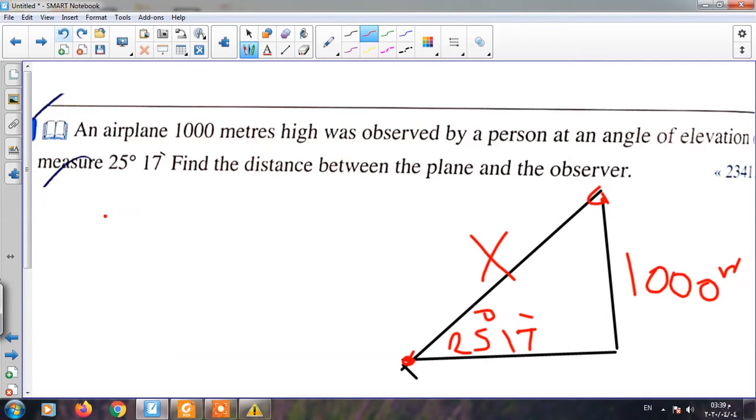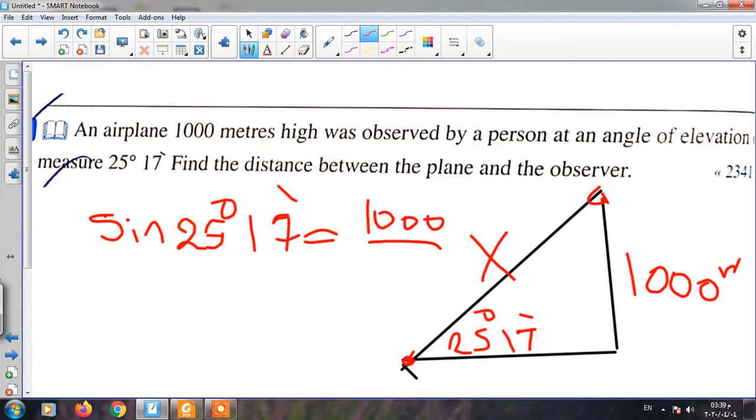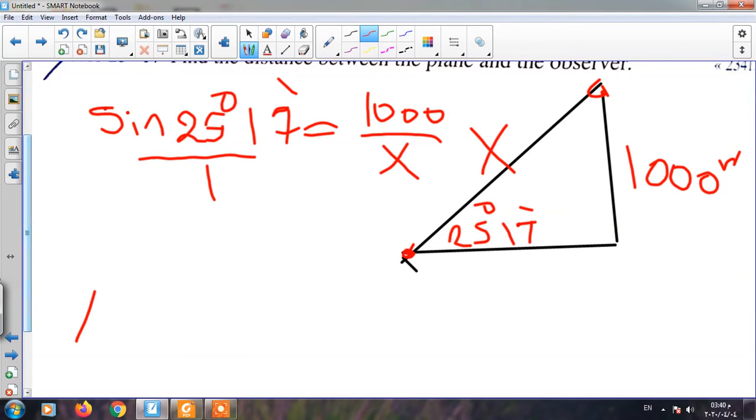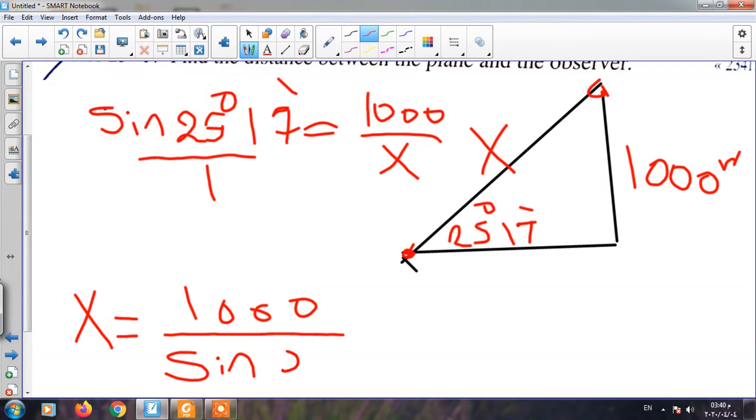Sine the angle, sorry. So it's sine 25 degrees and 17 minutes will be 1000 over x. In this case, we wanted to get x. You can just put 1 here and crisscross to get x easier. X will be 1 times 1000, which means 1000 over sine 25 degrees and 17 minutes.